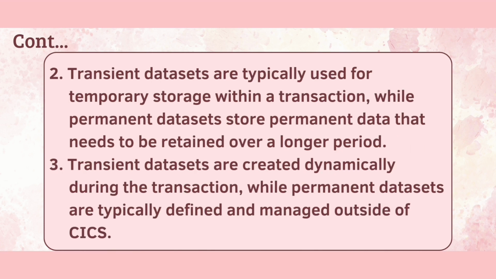Transient datasets are typically used for temporary storage within a transaction, while permanent datasets store permanent data that needs to be retained over a longer period. Transient datasets are created dynamically during the transaction, while permanent datasets are typically defined and managed outside of CICS.